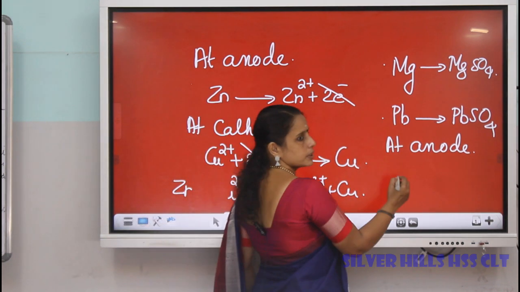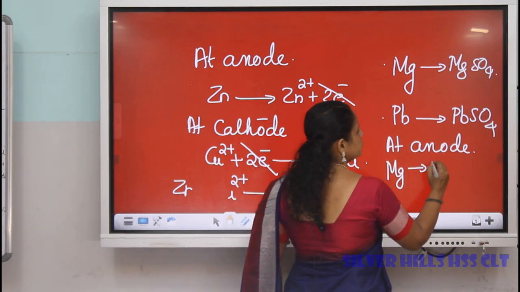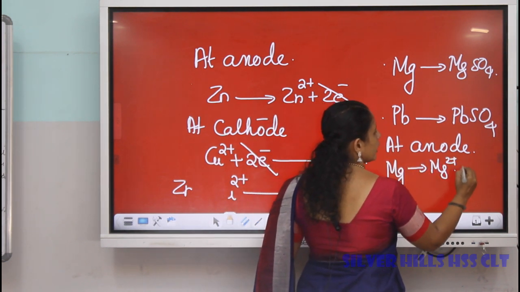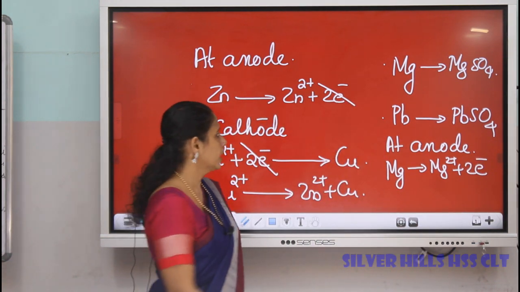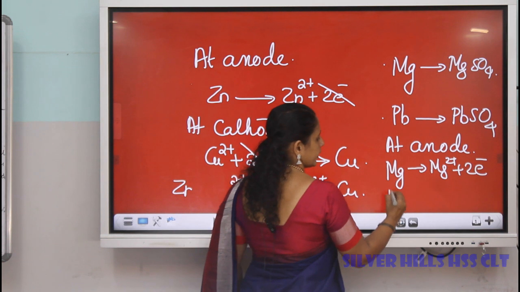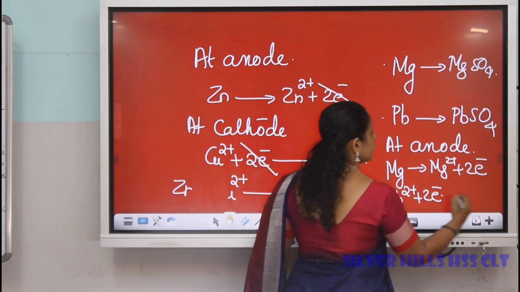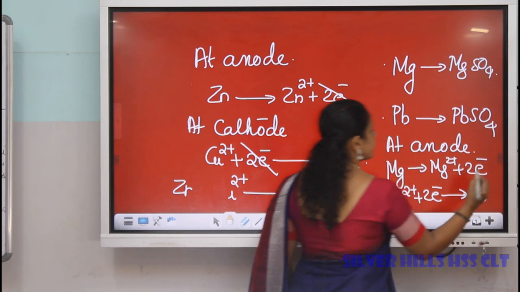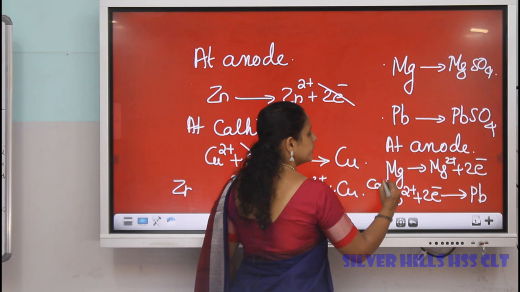At the anode, oxidation takes place. Oxidation means Mg gives Mg2+ plus 2 electrons. This is oxidation taking place at the anodic half cell. And reduction takes place at the cathode. Reduction means Pb2+ plus 2 electrons gives Pb. So, this is the reaction taking place at the anode and at the cathode.